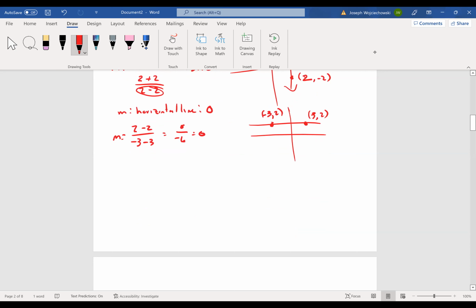Okay, so we did vertical, we did horizontal. Let's look at a line going in that direction. It has a positive slope. For every unit up, we go a unit over. One going like this, for every unit up, we go a unit back. So that's a negative slope.